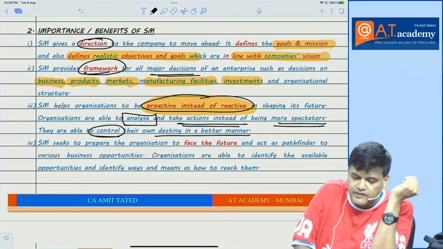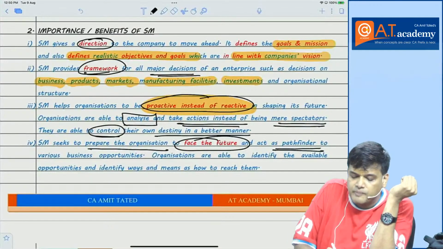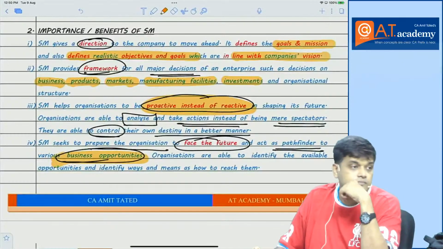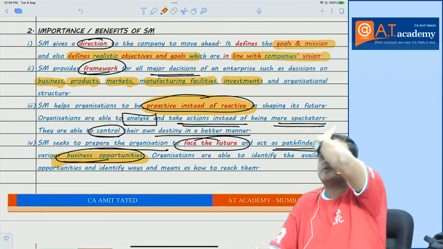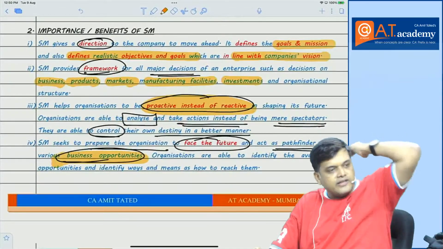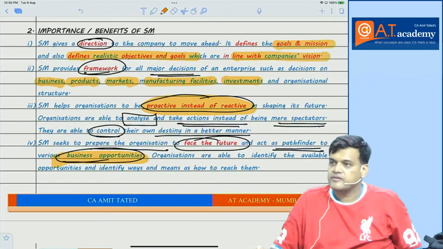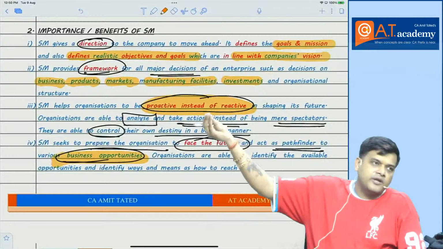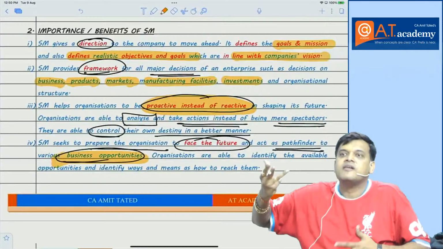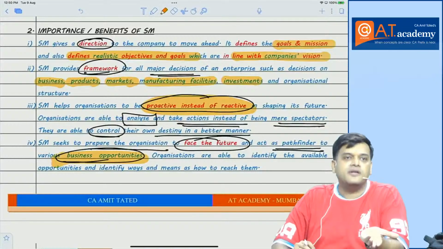Next point: SM seeks to prepare the organization to face the future and act as a pathfinder to various business opportunities. Make sure you remember this word, business opportunity. Understand, whenever you think about opportunities and threats, somebody may see a threat, while for some other person it may be an opportunity. For an organization in Pune, my friend's organization, there was a threat, a law, and that person left. But for me, that is an opportunity. Opportunity and threat differ from person to person. How you see it is basically a concept.